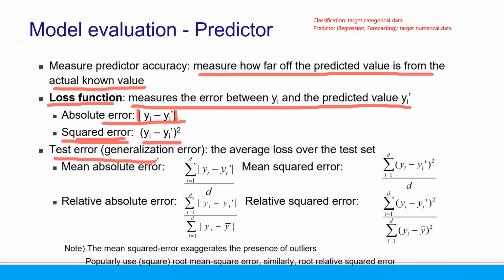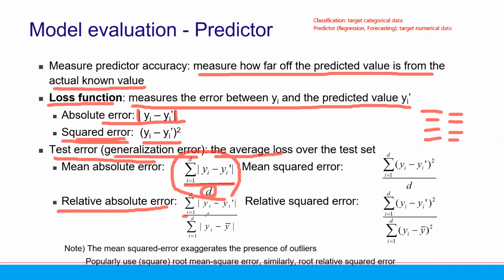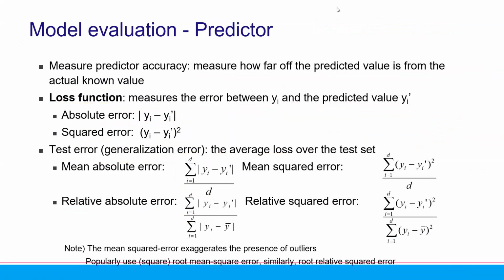So we can test the error, and we can generalize the error by measuring the average. If we have a lot of data, we check the error for each one, and then we take the average. Mean absolute error means we do the summation and then divide by the number of data points. If we want to make it relative, we divide by the deviation from the average of the data.